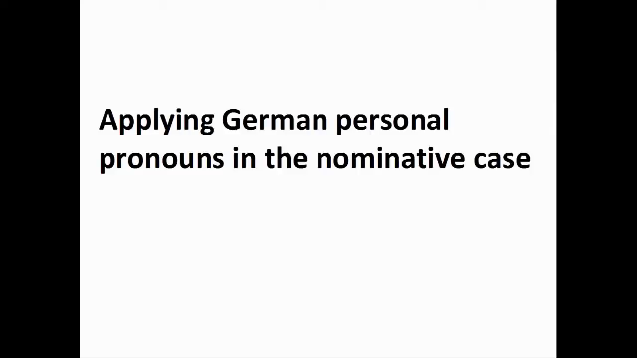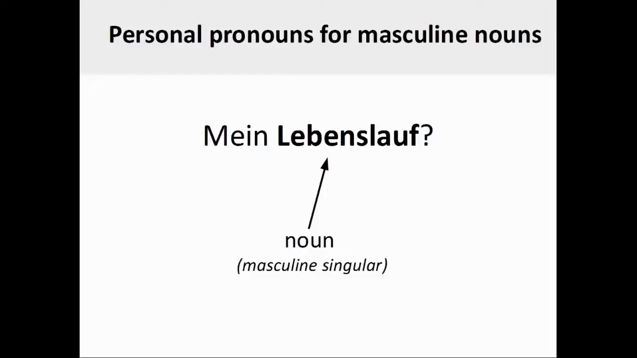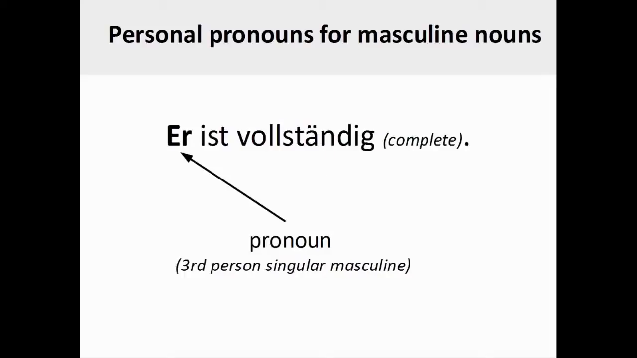Let's now take a look at how we could apply German personal pronouns in the nominative case. The explanations that follow will help you to complete the related online course activity. The grammatical gender of the German noun Lebenslauf or resume is masculine, and the number of the noun is singular. If you were to see the definite article of the noun here, it would be der. Since Lebenslauf is a masculine singular noun, the matching personal pronoun needs to be used: er, masculine, third person singular.